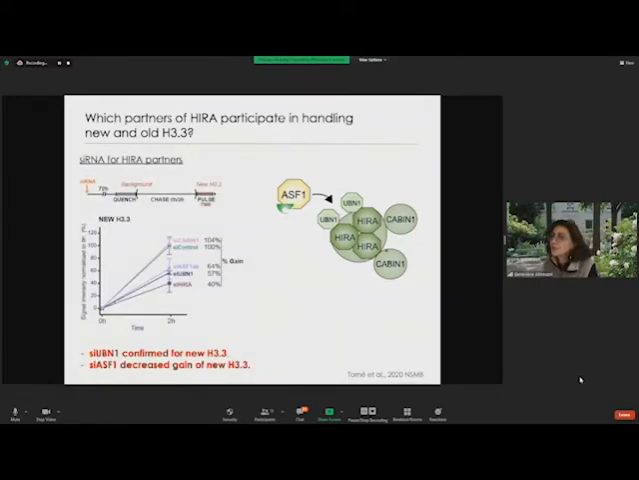What we did is we did siRNA for the different partners. Using the assay I described before, we confirm that an siRNA against UBN1 affects the new histone deposition, and also an siRNA against ASF1. So this is all fine for the new deposition, consistent with what we knew before in general.